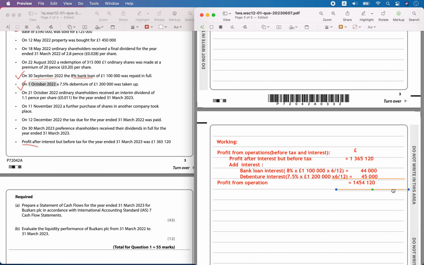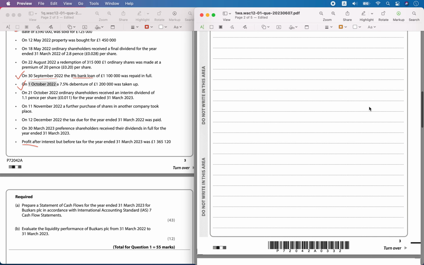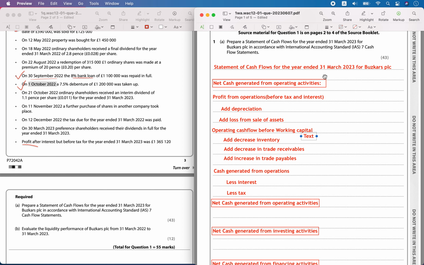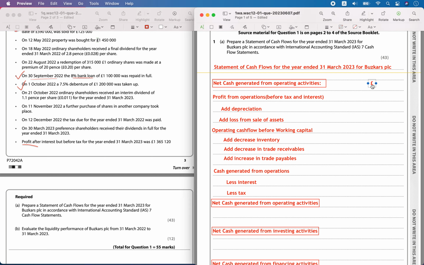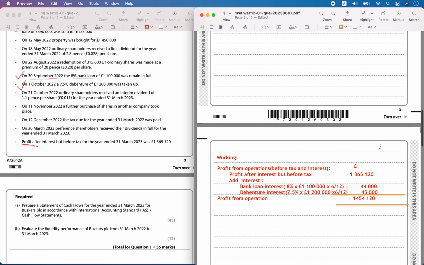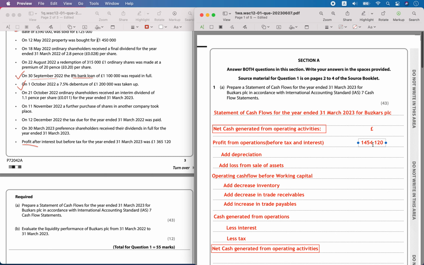Okay, so this was the profit from operations. So let's write it here. We go back and we fill it up here. So 1454120 was the profit from operations before tax and interest was paid.